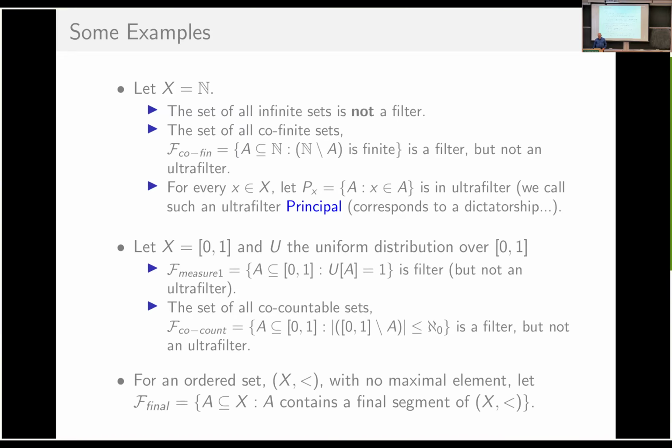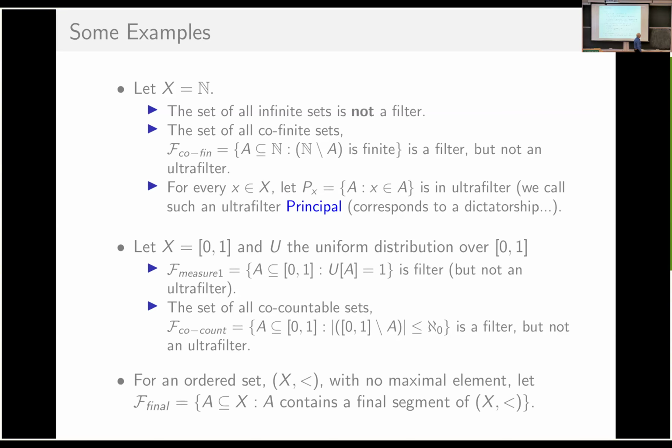If you have an ordered set, you say that this is a filter that will be used. The set of all subsets, now I'm back in ordering. The set of all subsets that contain a final segment of X is a filter.